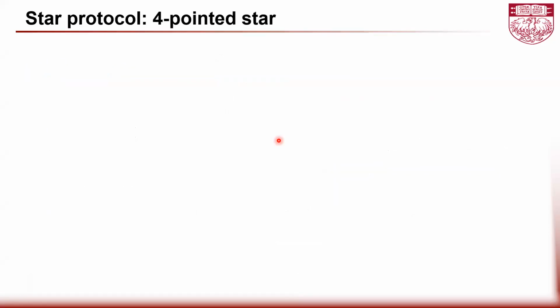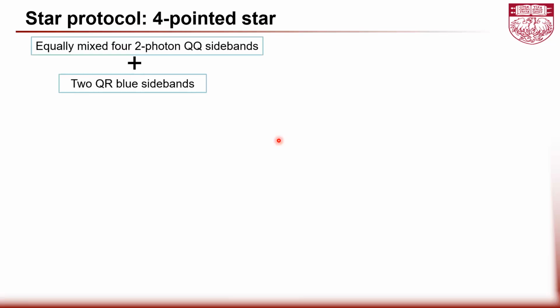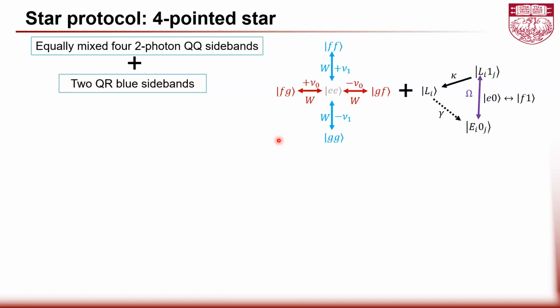Now here comes the full star code protocol. We call it a star code because it's topologically equivalent to a 4-pointed star in the interactions. What we need is to turn on in total 6 continuous tones: 4 equally mixed 2-photon QQ sidebands and 2 QR blue sidebands. It will look like this.